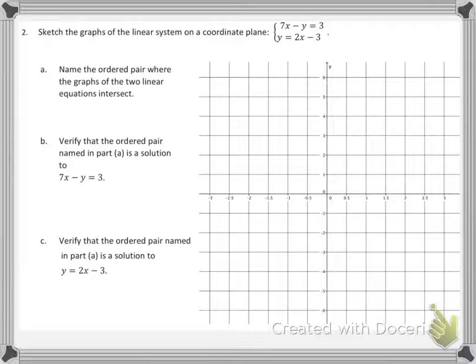Number 2, sketch the graphs of the linear system. I'm going to start with the second one because slope-intercept form is easier. I know that this line crosses at -3, and the slope is up 2, right 1. So I can connect the line. As long as I have 2 points, I can draw the line. So it'd be something like this.